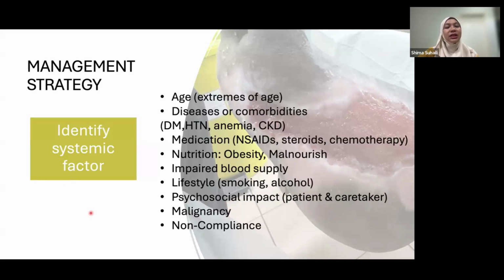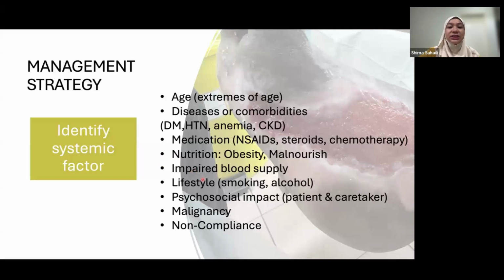And from the history juga, we have to identify what the systemic factors are that might be hindering the progress of the wound healing. Contohnya, patients with extreme age, elderly patients, usually have difficulty getting good wound healing. Patients with uncontrolled diabetes, hypertension, with anemia, and also CKD pun difficult to have good wound healing.